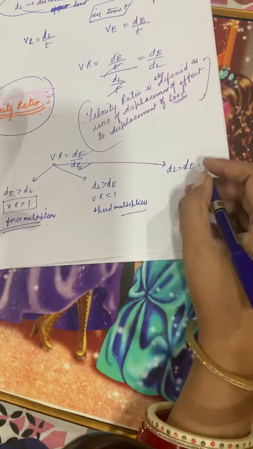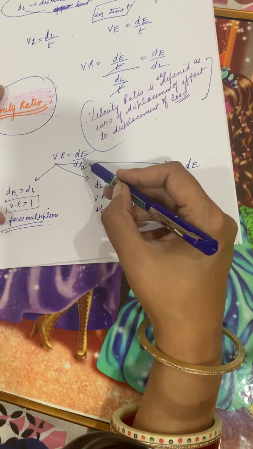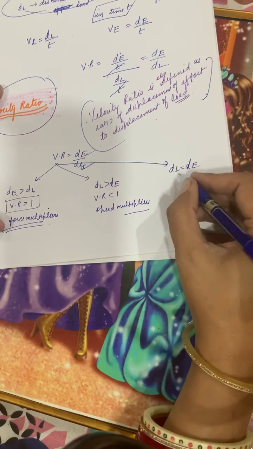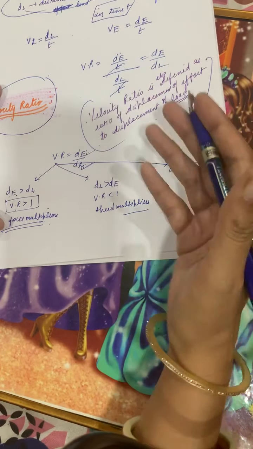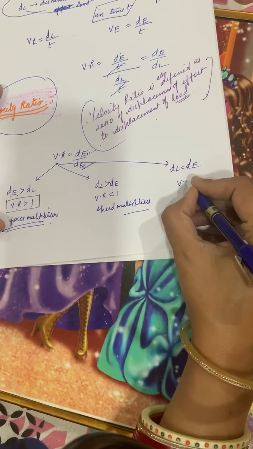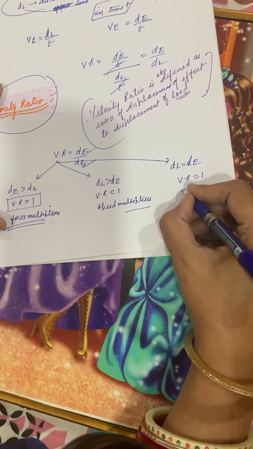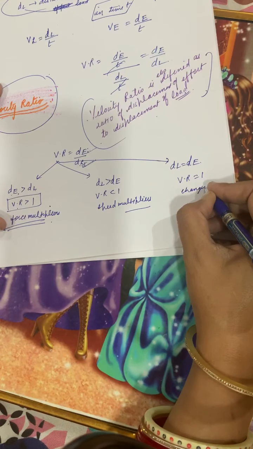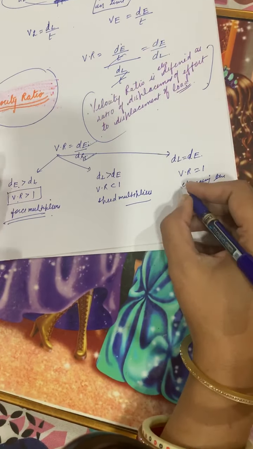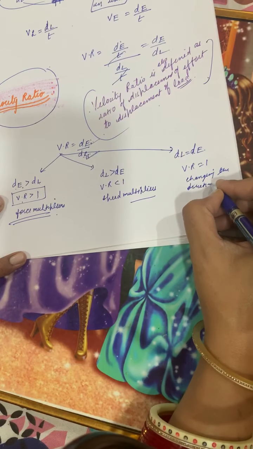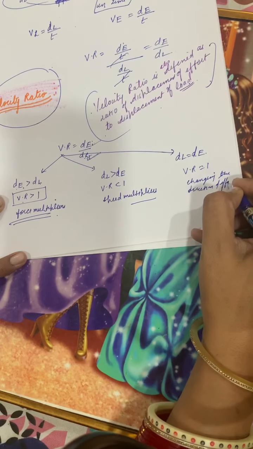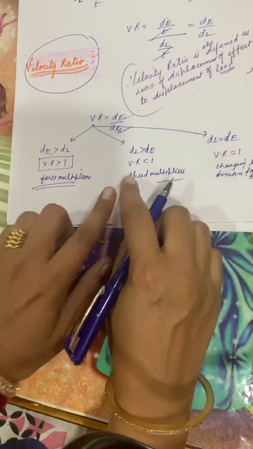And these machines in which displacement of effort is equal to displacement of load, the ratio of the same numbers, the velocity ratio is equal to 1, just changing the direction of effort applied. See, the case that I am going to explain is this one.